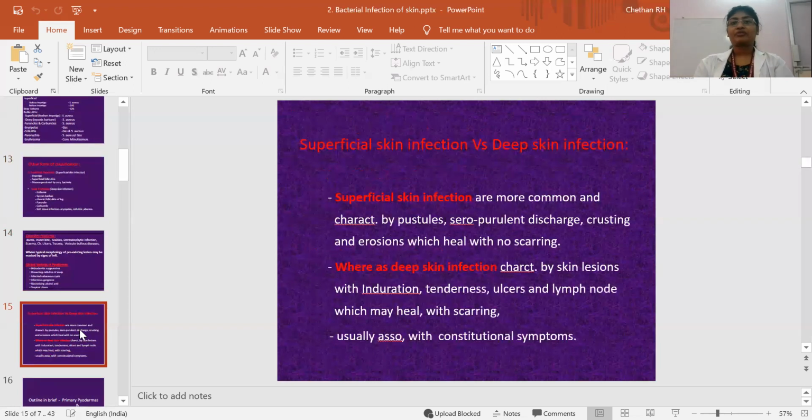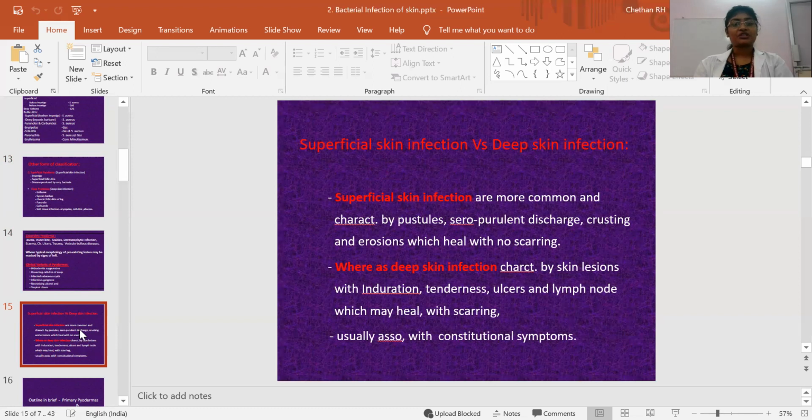Next, superficial skin infection versus deep skin infection. The superficial skin infections are more common and are characterized by pustules, seropurulent discharge, crusting, and erosion, which heals with no scarring. Why is there no scarring? Because it does not involve the deeper tissues, because it is superficial. Whatever is a superficial infection will not produce scarring. Crusting is nothing but the dried up exudates.